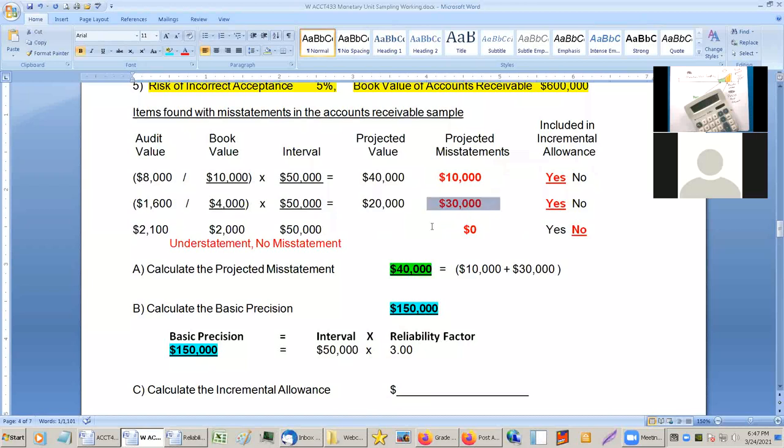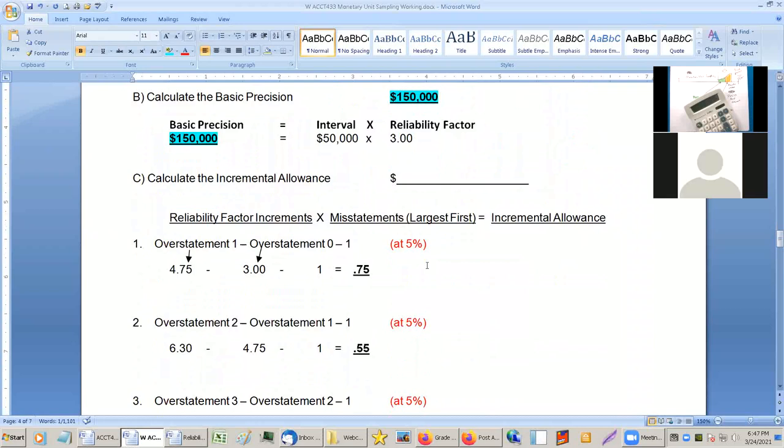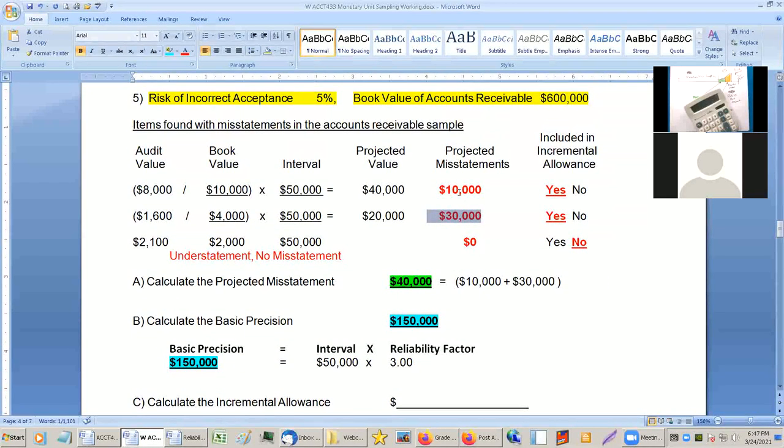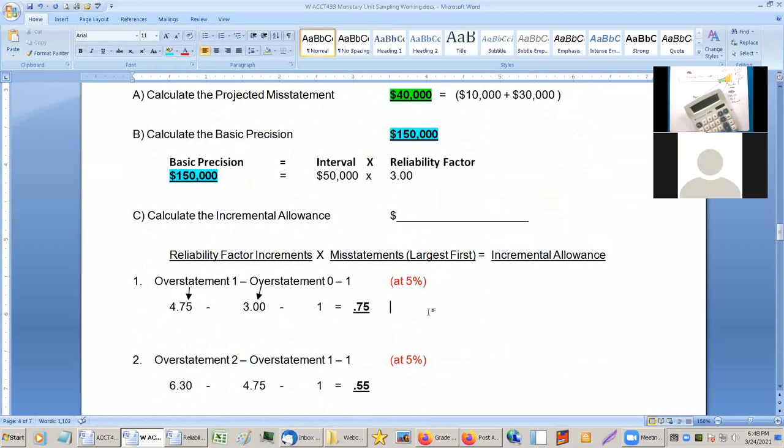Up here, we have these misstatements. One, zero, we don't really have that one, but up here are the misstatements. And what we're going to do is put the largest misstatement first. So this is the largest. So this is going to go first. So we're going to take the 0.75. I think that's 22,500.